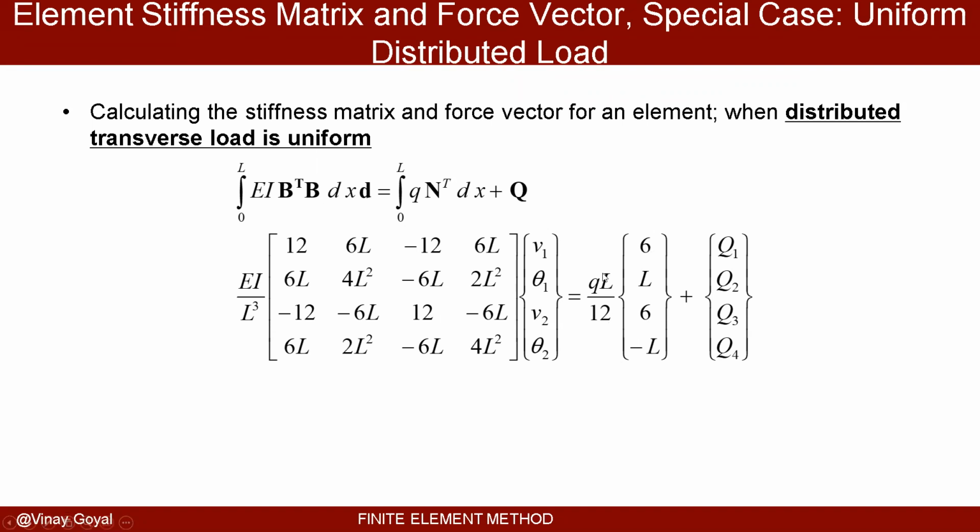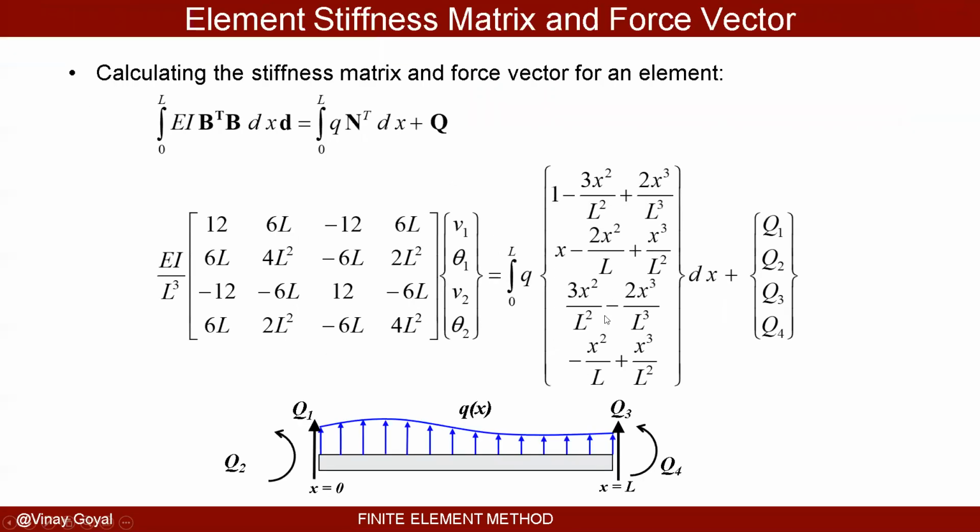It is worth noting that QL divided by 2 is what you get from QL times 6 divided by 12, and QL divided by 12 times 6 is also QL divided by 2. That's interesting because the distributed load is Q and the length is L, so the total vertical force is Q times L. And what this force vector is saying is I should put half here and half here.